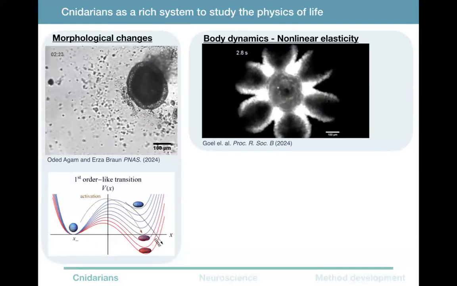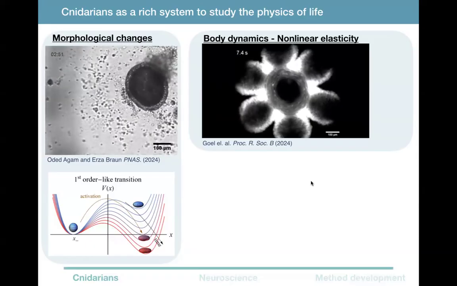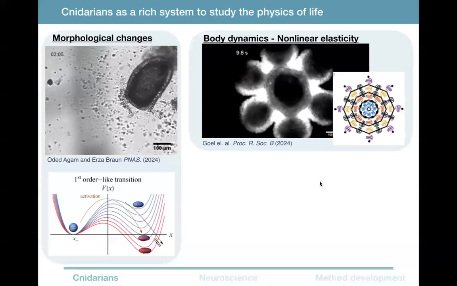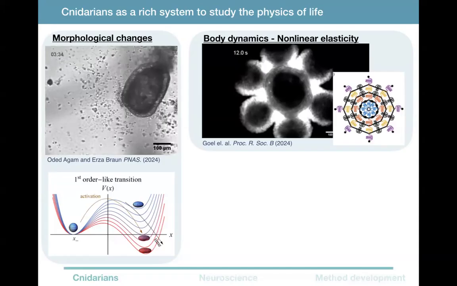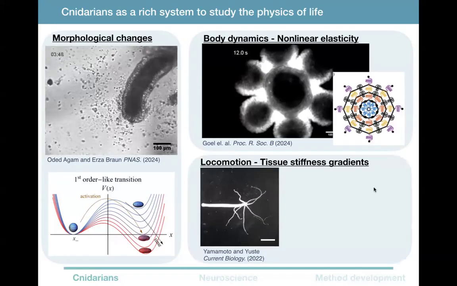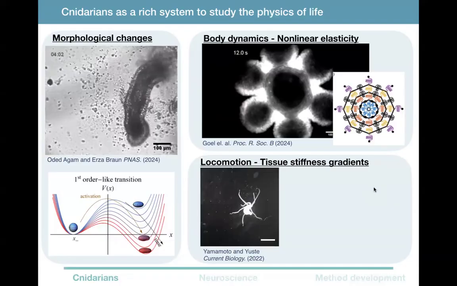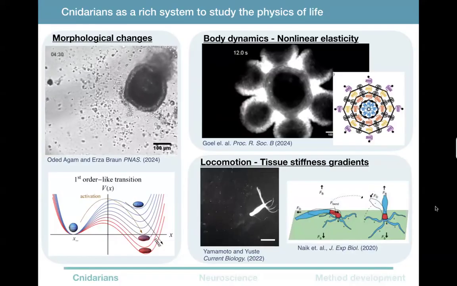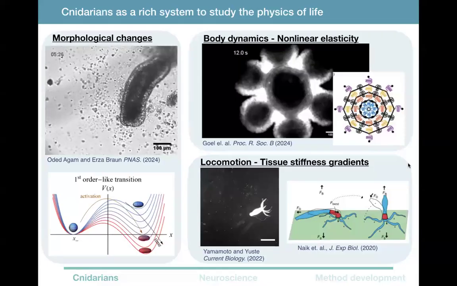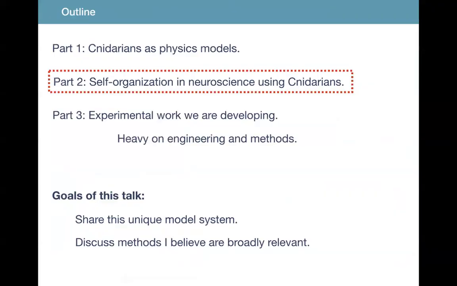There's lots of interesting work on body dynamics, including mouth opening and how Hydra and these polyps open their mouth. You have to use a model like a ball and spring with very nonlinear elasticity. Or studying locomotion, where folks find that tissue stiffness gradients are important for behaviors like somersaulting, where the animal goes head over foot as it escapes some noxious stimuli. So there's lots and lots of really interesting physics being done and still to be done using Cnidarians.